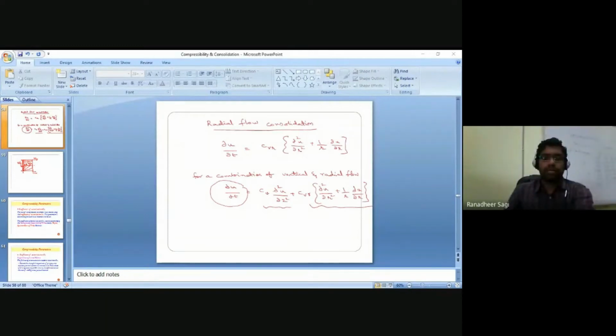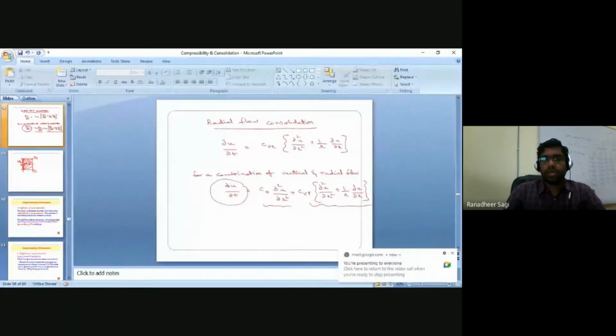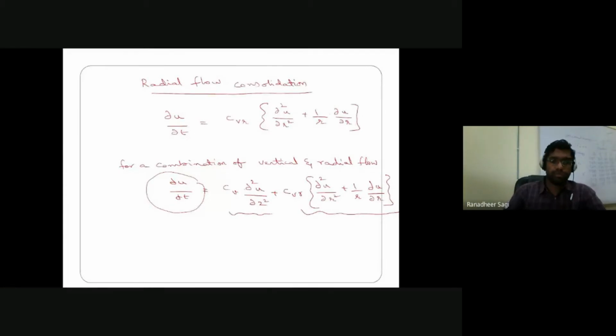So in the last class, we were trying to talk about how to determine the coefficient of consolidation. Next, we'll quickly review what we have talked about. In order to hasten the process of consolidation, we said we can improve the drainage condition by introducing what are called vertical drains.